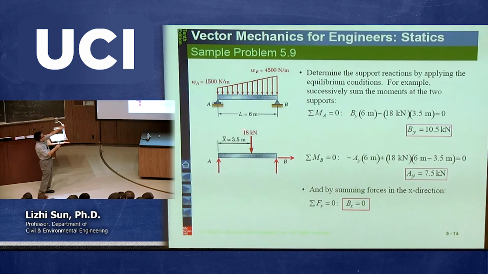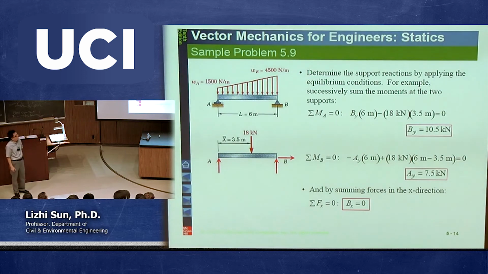So now you got By equal to 10.5. By plus A equal to 18. Obviously you get Ay. You don't even need to use this equation. You just collect all the forces in y direction. You get Ay equal to 7.5, because Ay plus By, 7.5 plus 10.5, must be balanced with 18. So that's why you got the reactions. On the other hand, if you say, okay, I don't want to use this equation, I want to use the moment equation at point B. Is that okay? Of course it's okay. You can use this equation, immediately you get Ay as well.